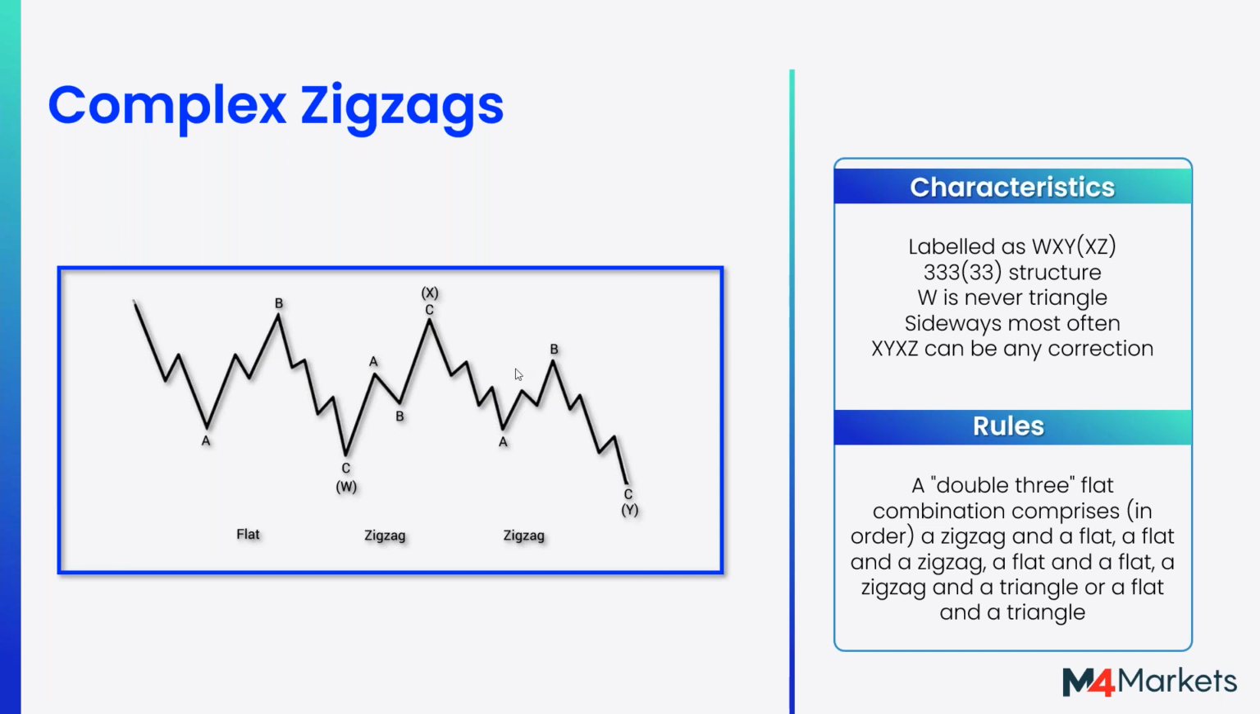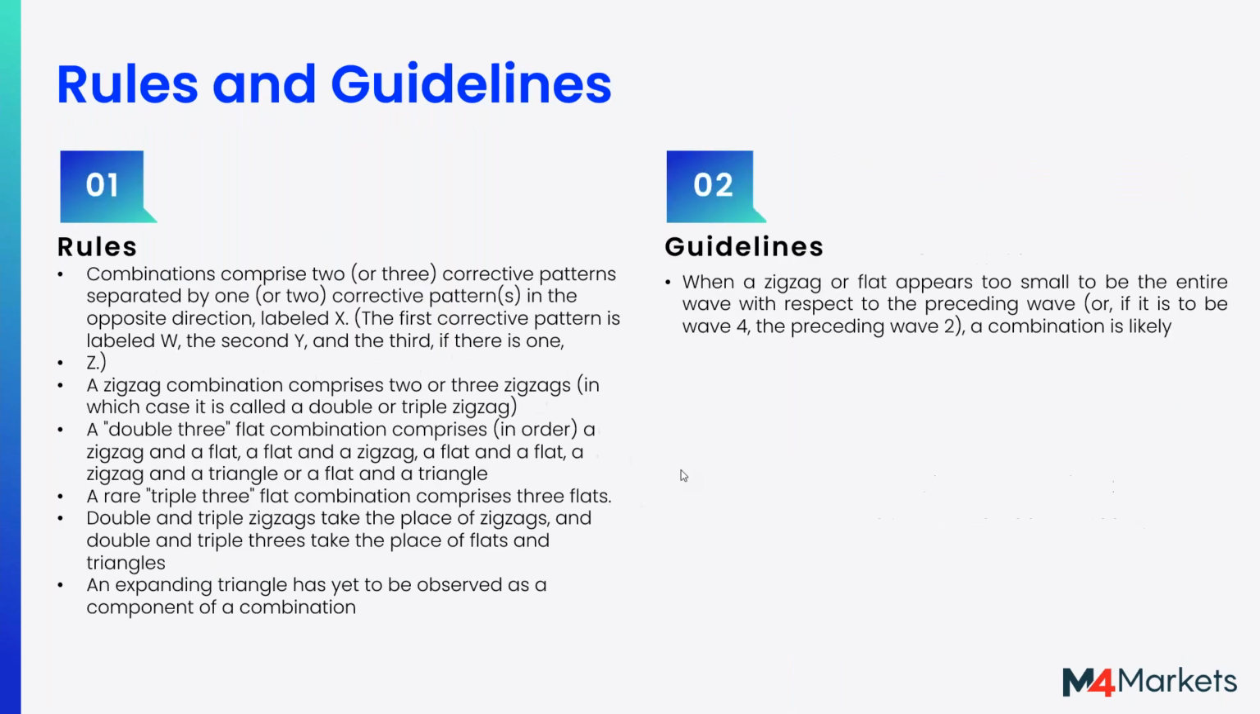Now, typically WXYs are sideways patterns. But sometimes you also see them leading to an extended wave Y with 161.8% extension, and you might think it's an impulse, but it turns out that if you look at the structure internally, you're looking at no impulse. That is what should tell you that this is an actual double three or double zigzag. So a double three combination comprises a zigzag and a flat, a zigzag and a zigzag, a flat and a flat, a zigzag and a triangle, or a flat and a triangle. Yes, all these combinations are possible. And there you go, rules and guidelines once again.